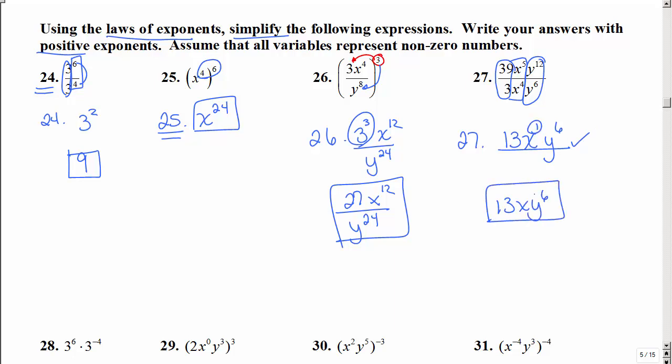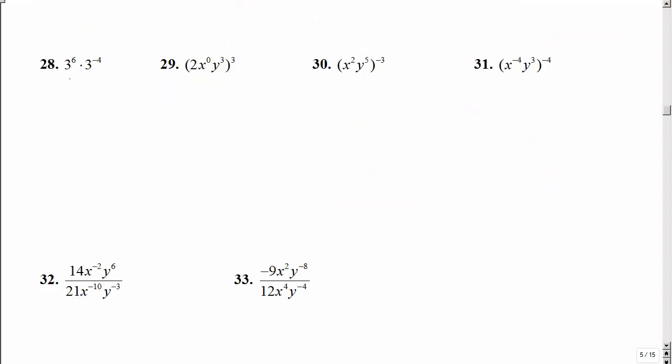It's just understood. On this one, what does this rule say? If you have the same base that is being multiplied, you keep the base and you add those exponents. So 6 plus a negative 4 is 2, which again is 9.